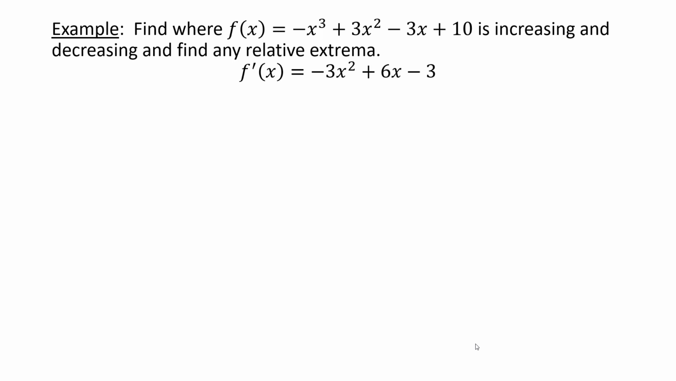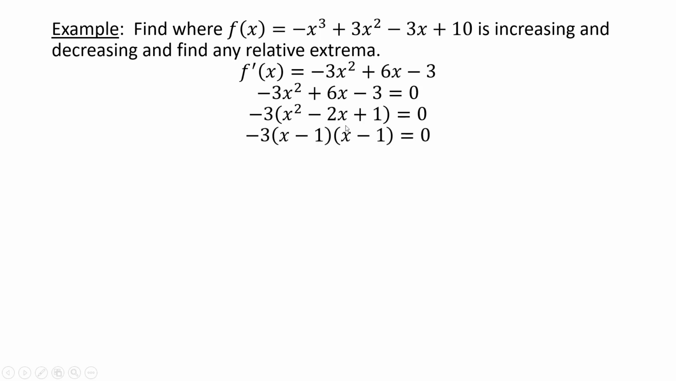That's never going to be undefined, so I'll set it equal to 0, and I will need to factor. Notice these are all divisible by 3, so I'm actually going to pull out a negative 3 to get a nice leading coefficient of a positive 1. Here I can factor this, and that factors into x minus 1 times x minus 1. And so now I'll set the factors equal to 0. Negative 3 is never going to be equal to 0, so we ignore it.